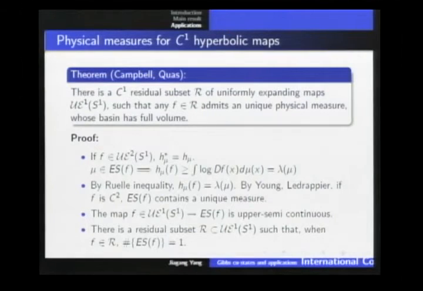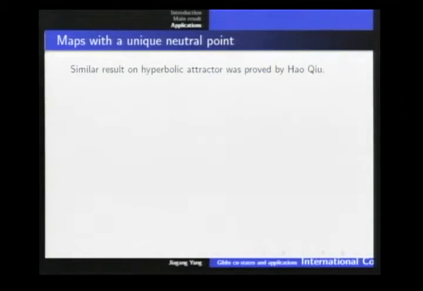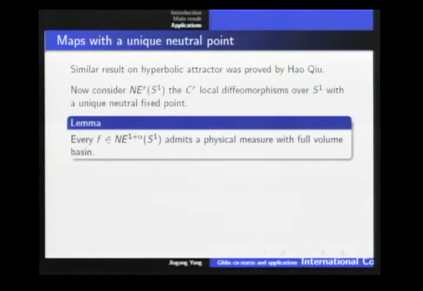So this is the first application of Keller's result, and the proof is very short and quick. A similar result on hyperbolic attractors was proved by the Chinese mathematician Hao Chu: a C1 generic Anosov map has a unique physical measure whose basin covers a full volume measure subset. But both of those proofs use conjugation, while the proof here is much shorter. So now let us try something new, because those two results were known a long time ago.